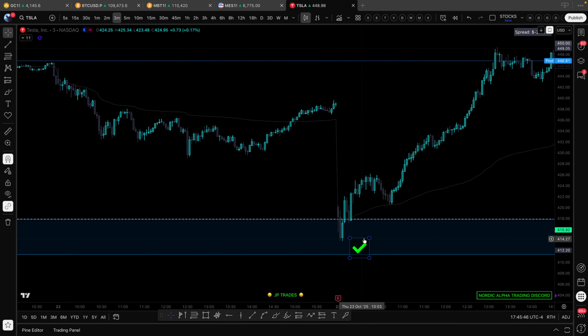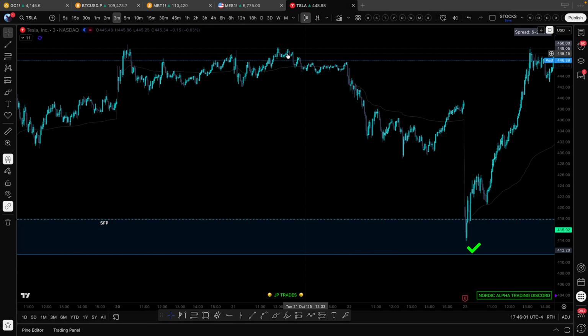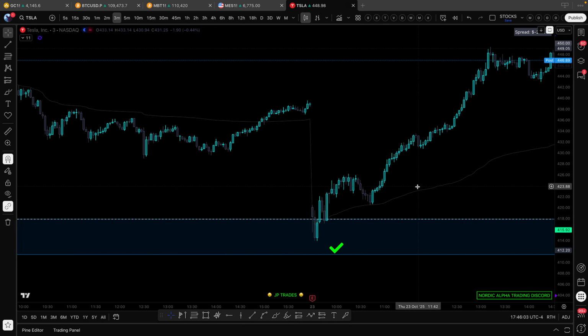So now that we have this down here as our point of interest to long or to buy and take a trade from, we now know that we have a higher probability of even coming back up to here to take profit. And not only that, but even to the highs of the range.